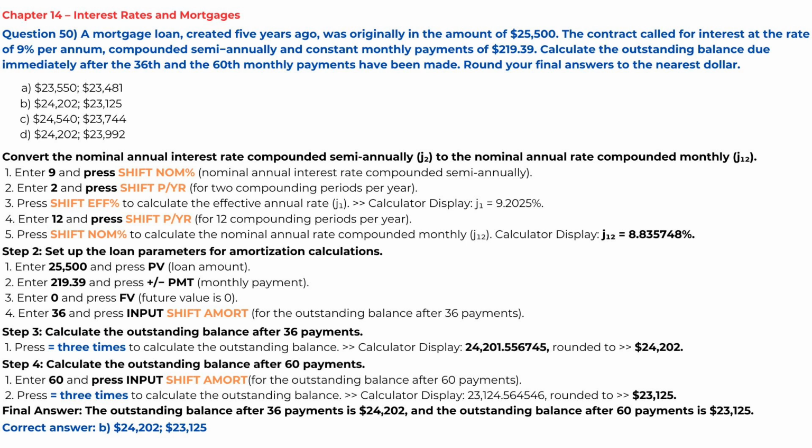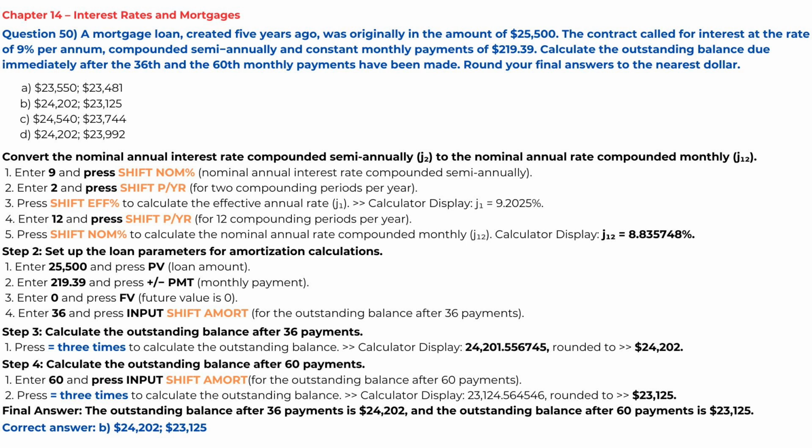Convert the nominal annual interest rate compounded semi-annually, J2, to the nominal annual rate compounded monthly, J12. Enter 9 and press Shift NOM. Enter 2 and press Shift PYR. Press Shift Effective. Calculator displays J1 equals 9.2025%. Enter 12 and press Shift PYR. Press Shift NOM. Calculator displays J12 equals 8.835748%. Step 2. Set up the loan parameters for amortization calculations.